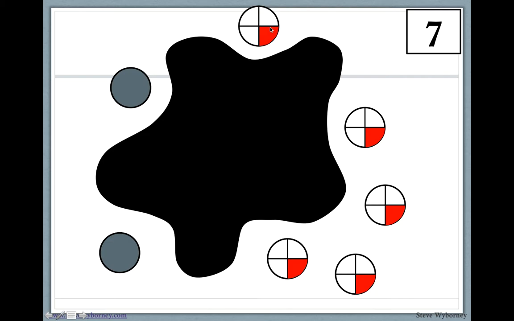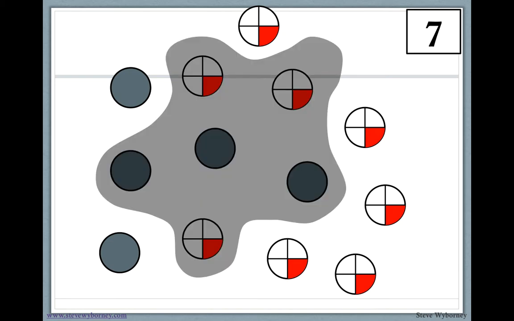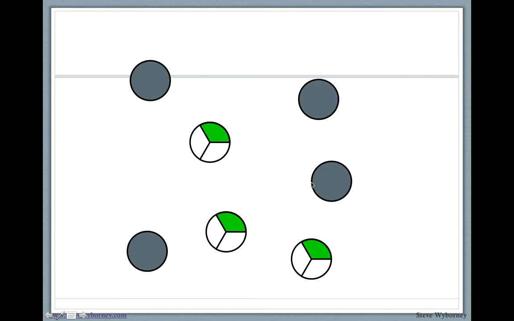How many more will you need to get to 7 if you have 3 and 1/4? Think about it. Did you get 3 and 3/4? Right? Because that 1/4 needs 3 more fourths to make a whole. And then that will give you 4, 5, 6, 7. Let's go to the next one.